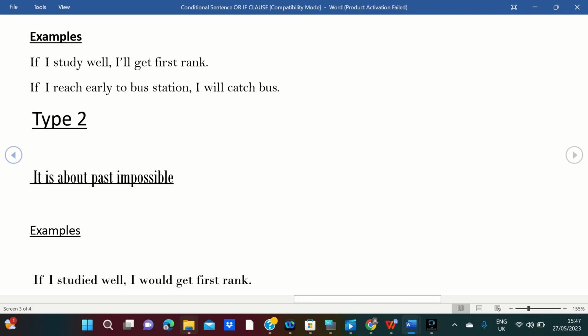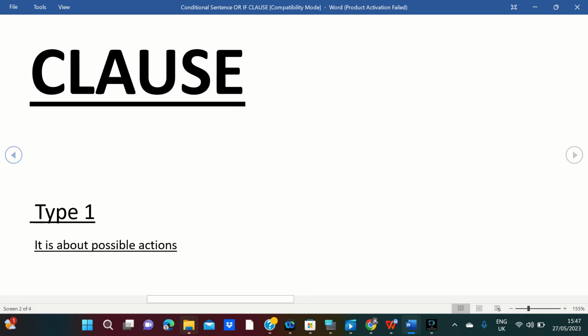Here there are three types under conditions. We discuss all those conditions elaborately. First, we discuss type 1 condition. Type 1 condition always talks about possible actions.